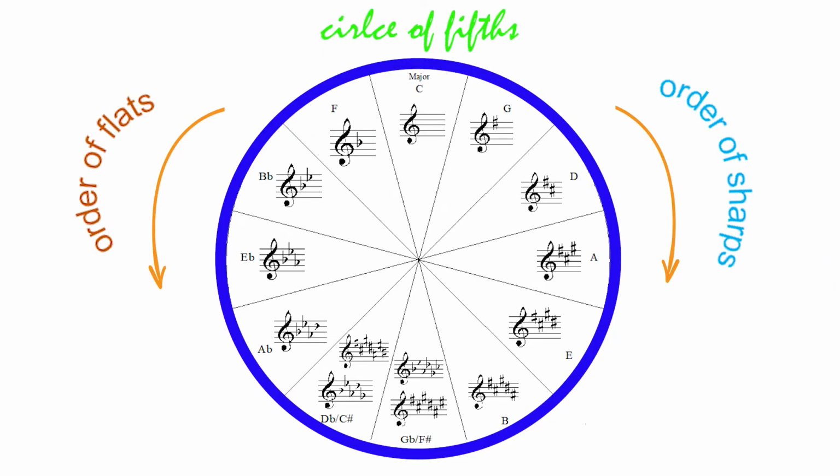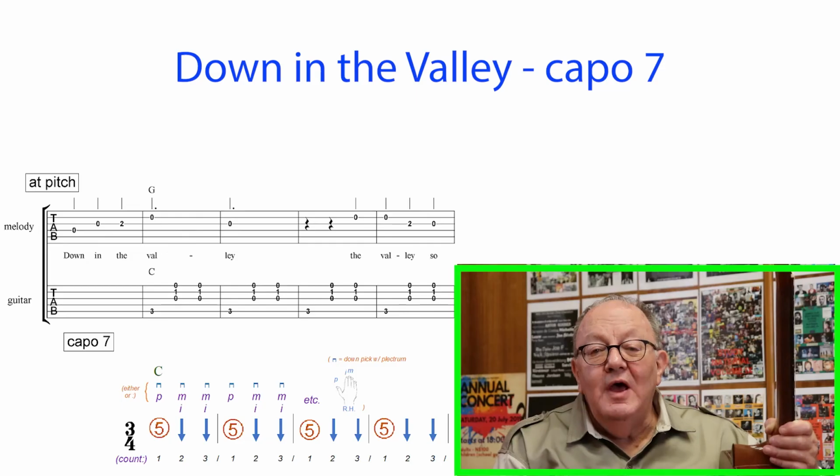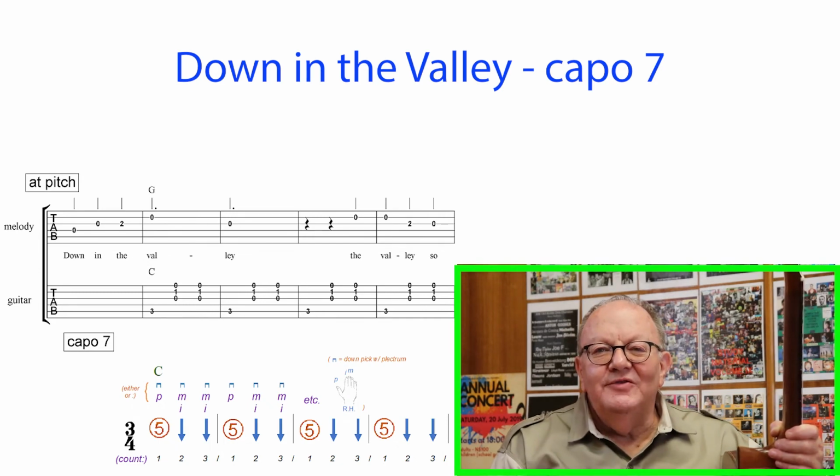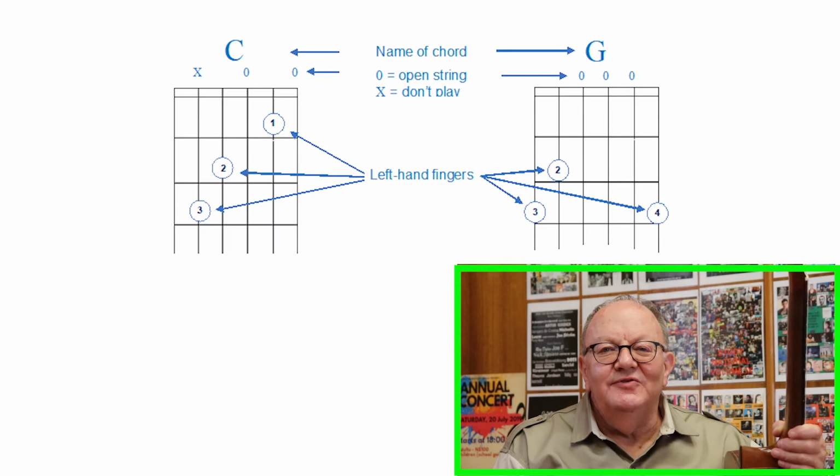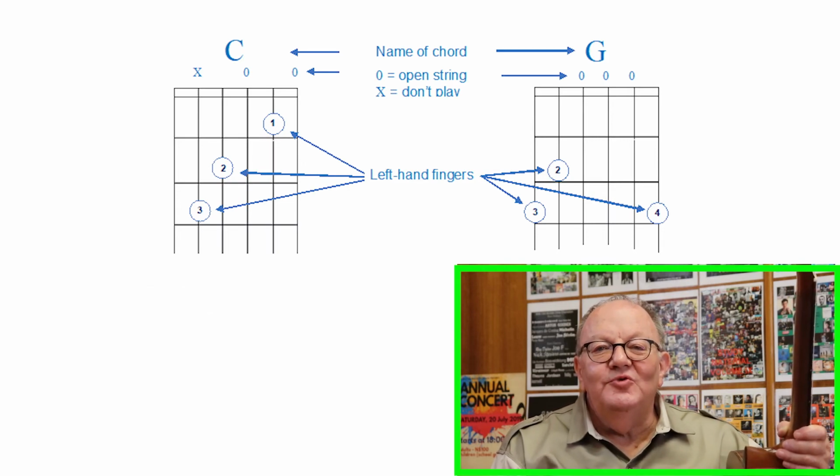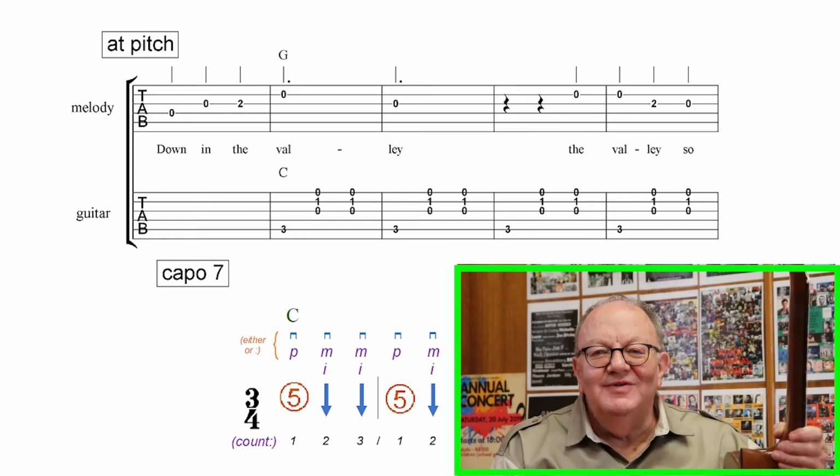Same with flat keys. In the key of F, the fifth note below is B flat. But we are getting there. So now see if you can play Down in the Valley in the key of C. Don't worry about the slash chords, just use C and G chords. If you put your capo on the 7th fret, it will sound the same as the original version.